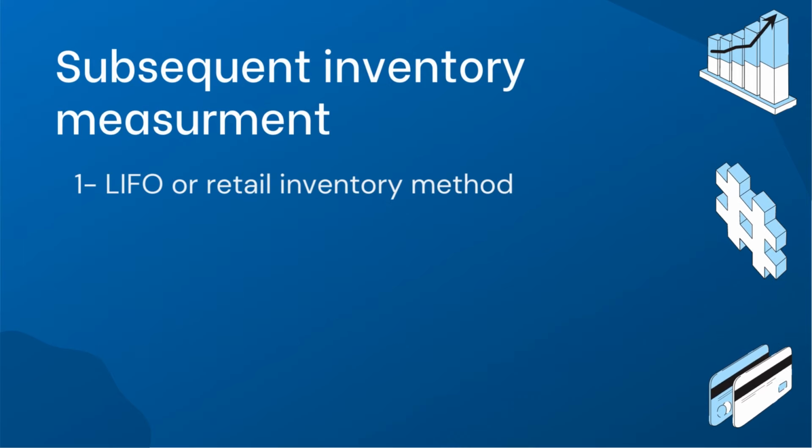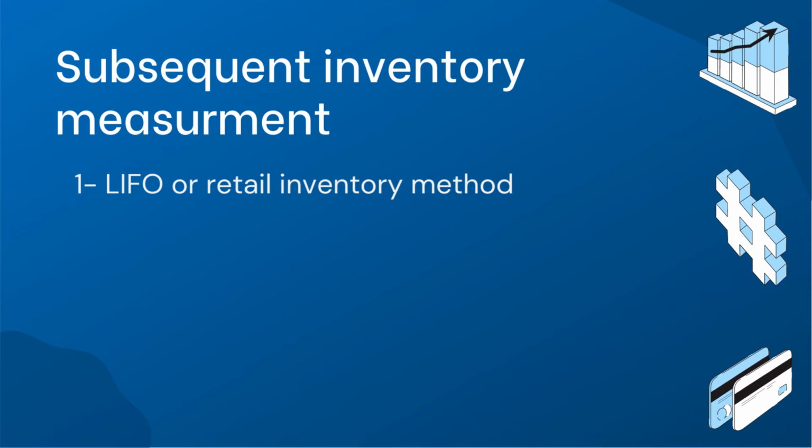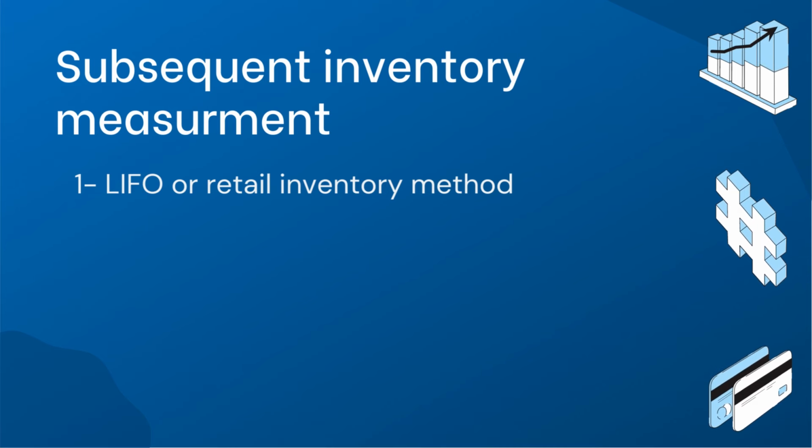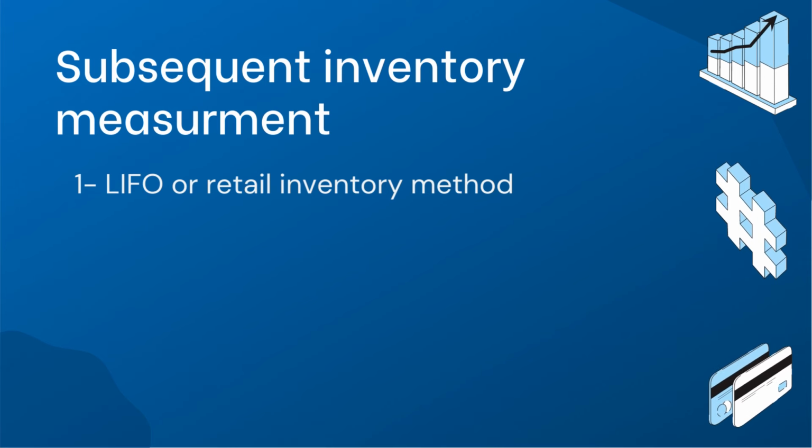When it comes to measuring inventory after initial recognition, the cost method plays a crucial role. There are two main scenarios to consider. First, in the LIFO or retail inventory method, inventory is valued at the lower of cost or market price. If inventory market price is less than its cost, a write-down to market is required, and it is recognized as a loss on write-down in the income statement.